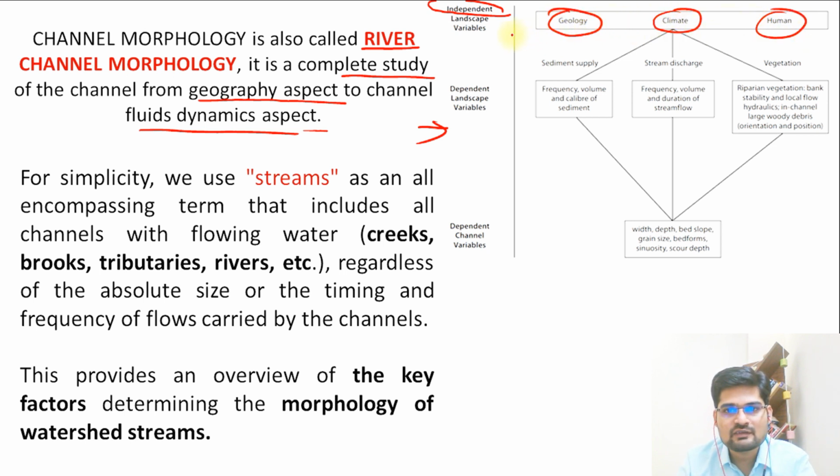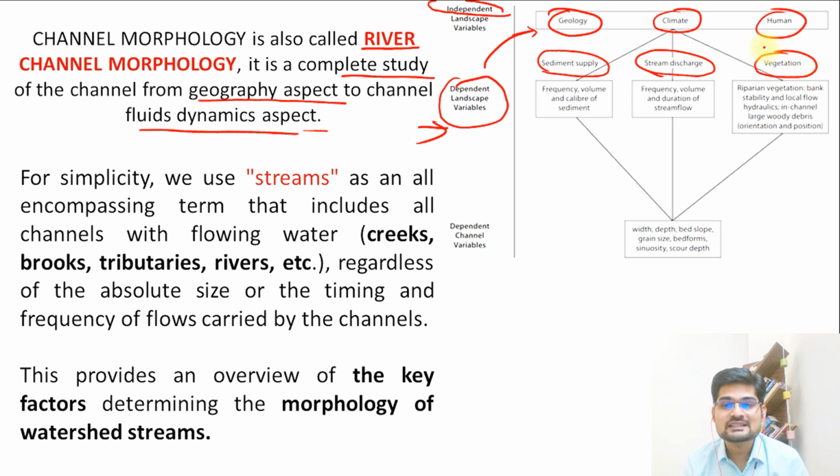Now these are three independent variables, but remember there are dependent variables as well. Those variables that are dependent upon these three variables, for example, sediment supply, stream discharge, vegetation, are dependent upon the independent factors like geology, climate and human action. So when we talk about river channel morphology, these variables are important. When we say these are the dependent variables, it means they are bound to change, they are bound to have dynamism in them. So that is important that we learn.